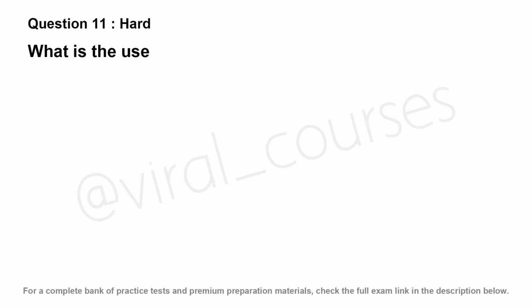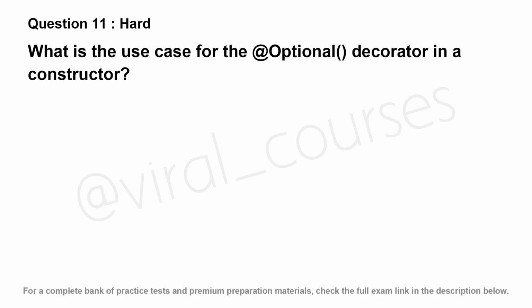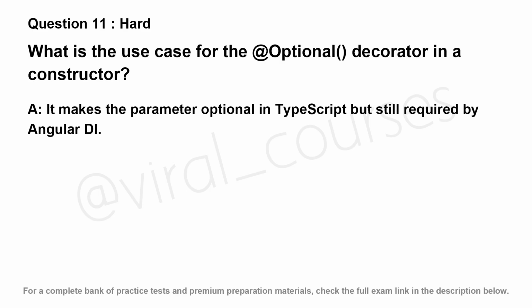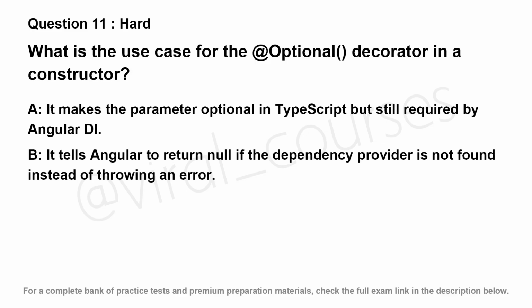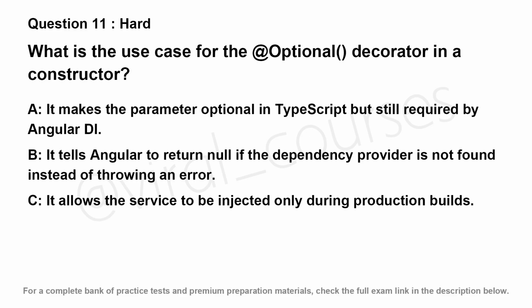What is the use case for the @Optional decorator in a constructor? Option A, it makes the parameter optional in TypeScript but still required by Angular DI. Option B, it tells Angular to return null if the dependency provider is not found instead of throwing an error. Option C, it allows the service to be injected only during production builds. Option D, it marks the service for lazy loading.